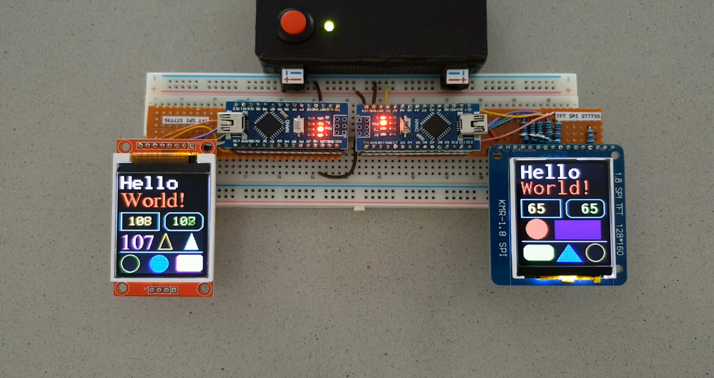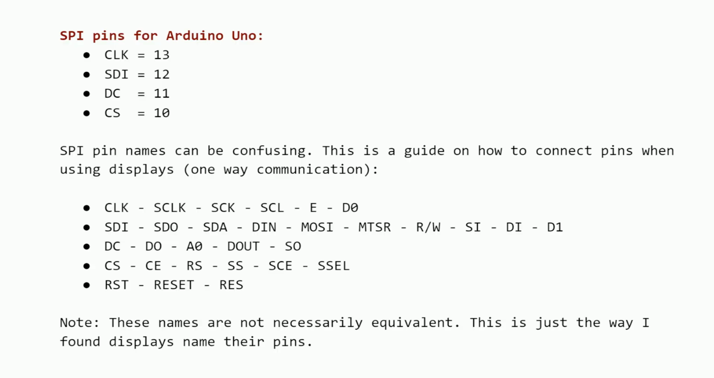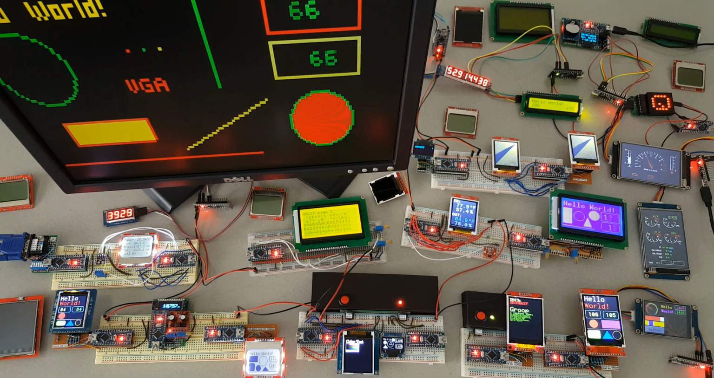There is another protocol commonly used for displays called SPI, which requires more connections, but at least it doesn't require addresses. The connections can be a little confusing because the labels don't follow a solid standard, but you can use this chart to figure out how to connect them. I have several tutorials about specific displays, so you can watch those if you're interested in using one of them.